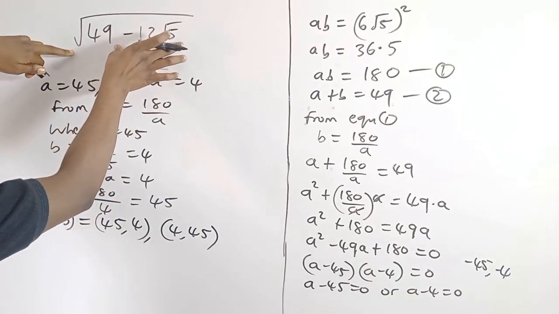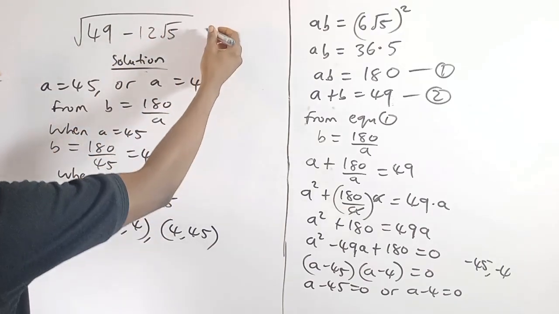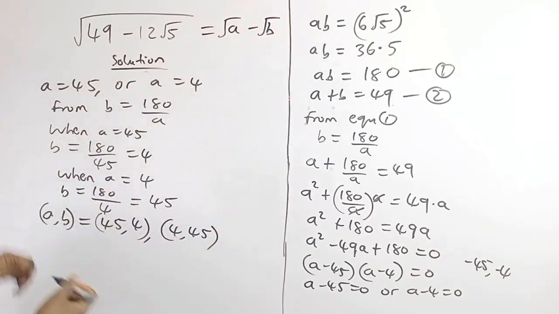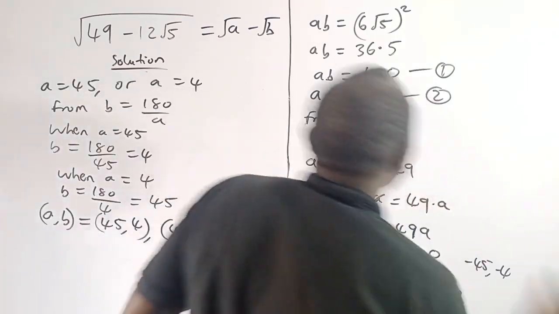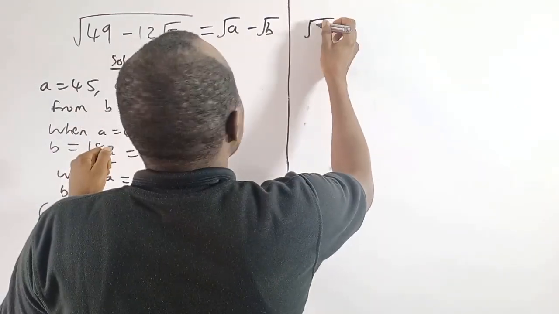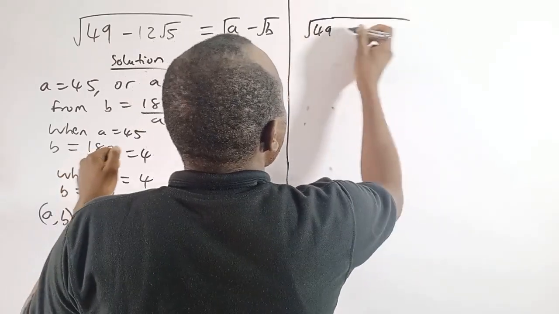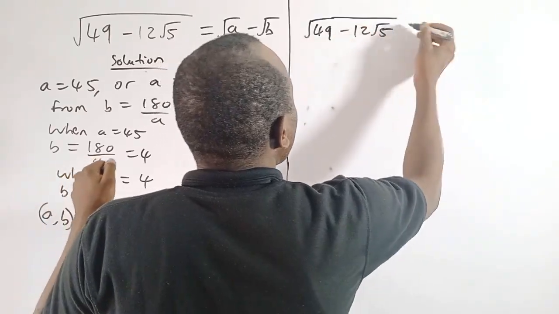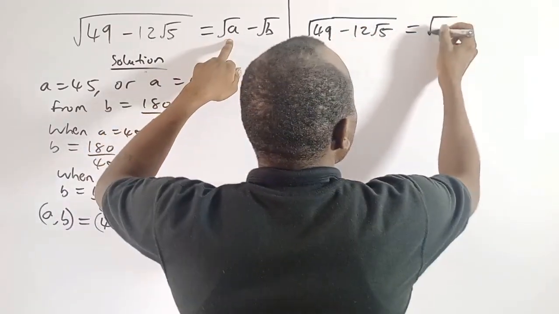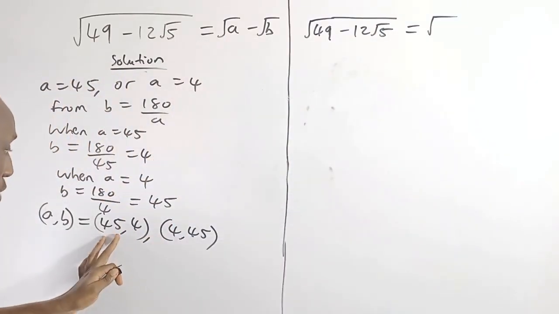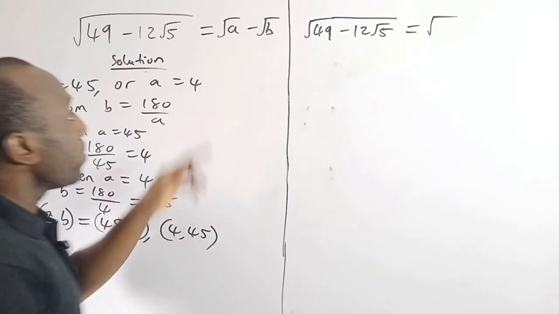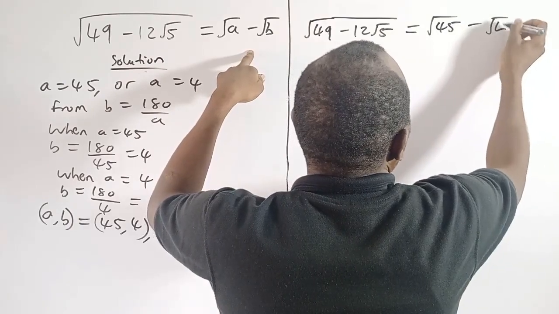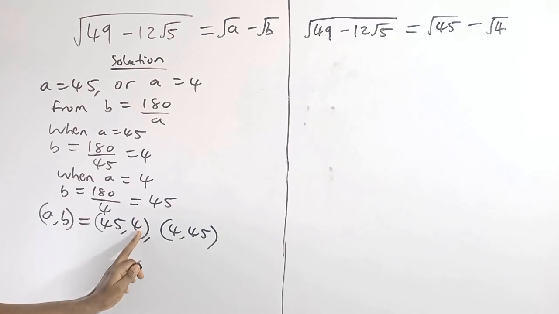Now let's come to this one. And remember, we set this to what? We set this to root A minus root B. So it's time to bring everything out together. Let me take this off and finalize it here. So root 49 minus 12 root 5 is equal to root. You can use any of these, 45, 4 or 4, 45. Same thing. So let's use 45 here, then minus what? 4. Because when A is 45, B is 4.